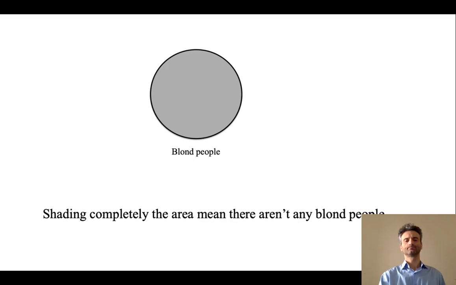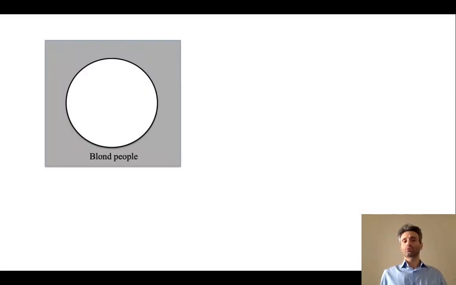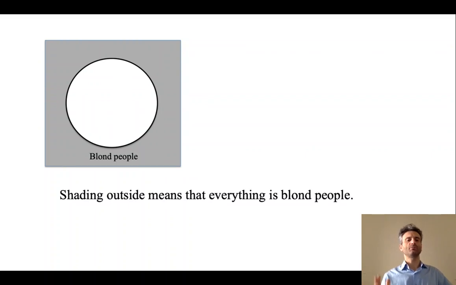There's nothing at all. And what about shading on the outside? Well, shading on the outside means that whatever is outside the circle designating blonde people doesn't exist. So everything is blonde people. On the outside, everything else, babies, pizzas, beds, computers, don't exist. There's only blonde people.